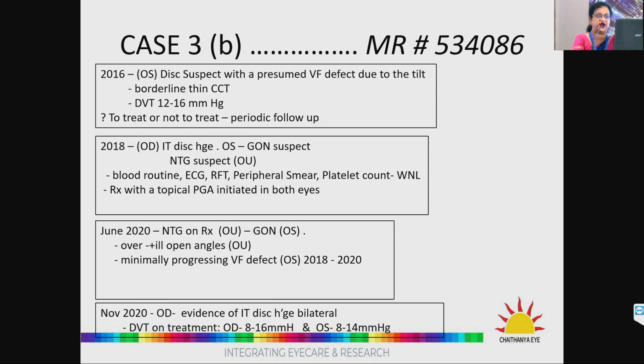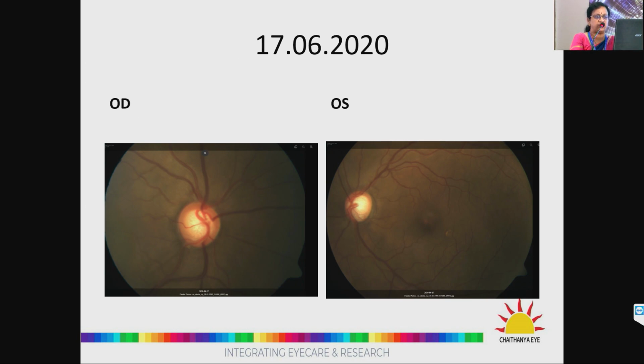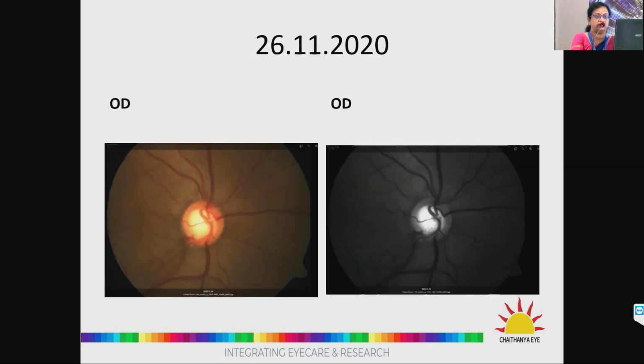The next is a lady who was seen in 2016, had a tilted disc and a baseline field defect. So it was difficult at that point of time to know whether it was a glaucomatous defect or due to tilt, but because the phasing was normal, she was observed. But by 2018, she developed a disc hemorrhage in the other eye. So obviously, she was considered as an NTG and started on treatment. And this is the initial field defect when she presented. And by 2020, when we are seeing her, things are okay.